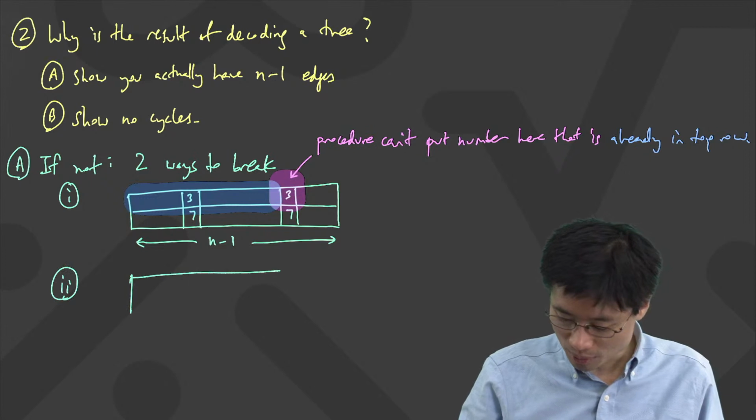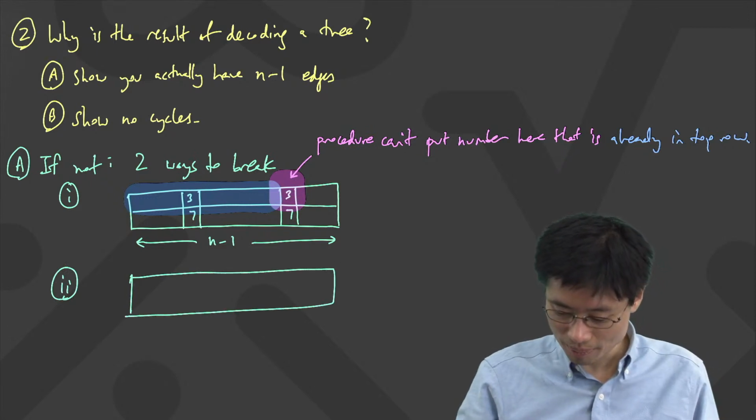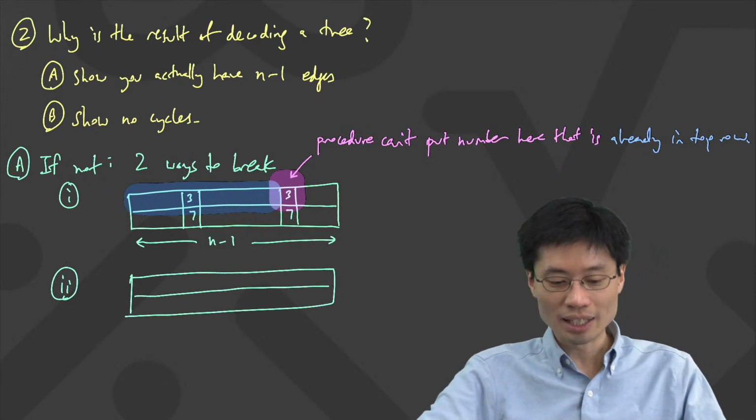can someone tell me what this would be? So I have an n-1 strip. How else could I screw up?